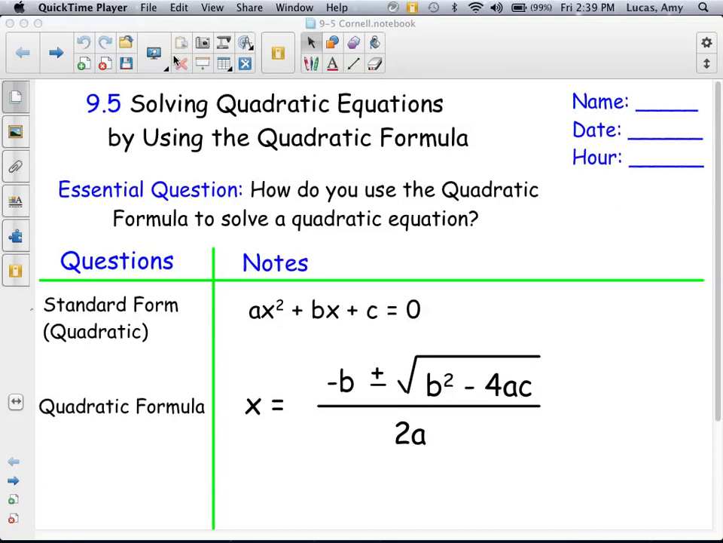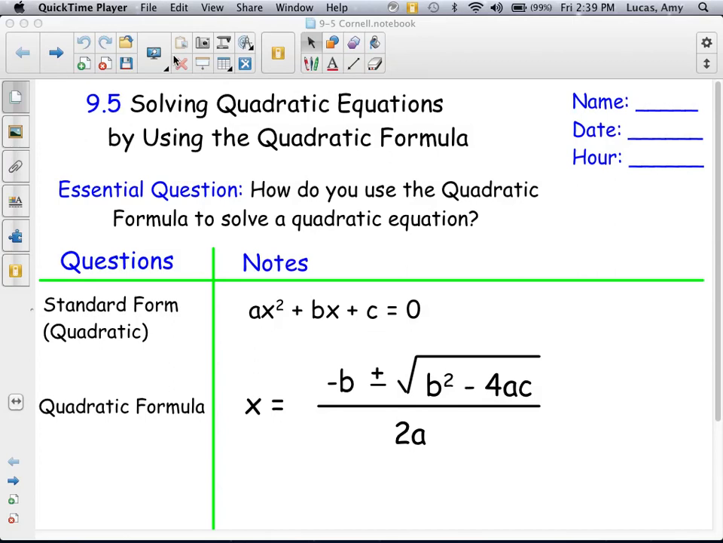1, solving quadratic equations by using the quadratic formula. Our essential question is, how do you use the quadratic formula to solve a quadratic equation? Our first vocab word is standard form for a quadratic. This is actually a review from earlier in the chapter. Ax squared plus bx plus c equals 0 is standard form.